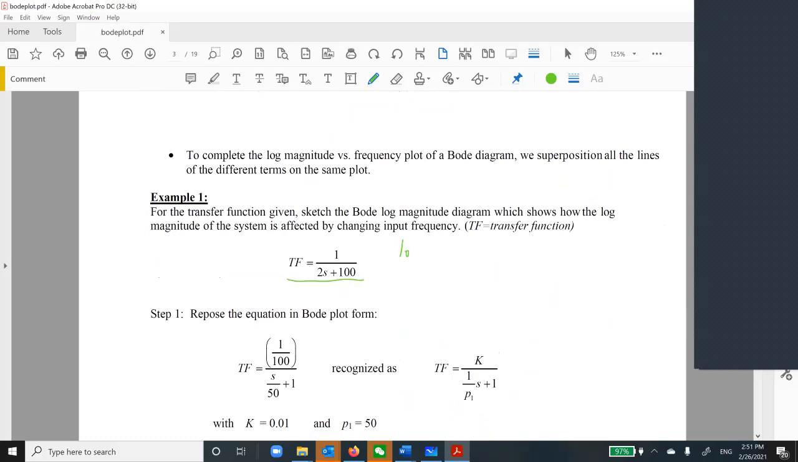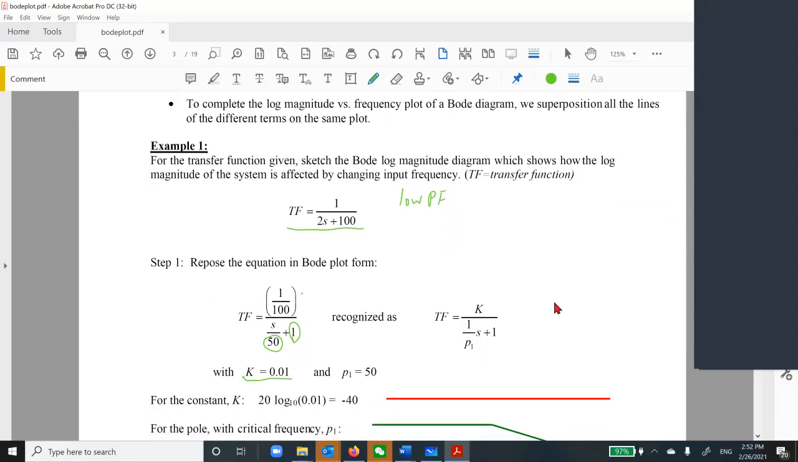Sometimes this is also called a low pass filter. To draw this low pass filter, we'll see why we call it a low pass filter: low frequencies pass, high frequencies are cut off, attenuated. The first step is to write it in a standard form. Write 1 in here, so you multiply 100 on both sides, so your omega is 50. So 50 is your corner frequency, and K is the gain here, which is 0.01.